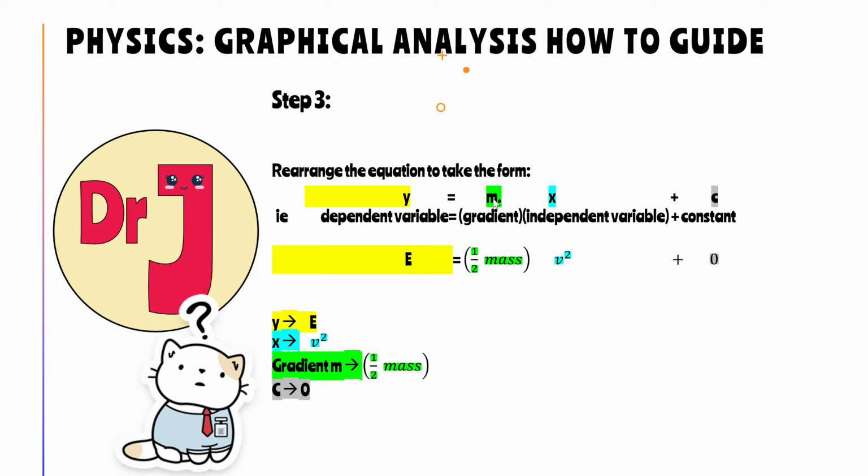Notice that I've written m here for gradient and mass full out, so you don't get those two mixed up. And then c is equivalent to the 0, so the constant in this case will be 0. Notice that I've highlighted these so that you can see how the quantities line up and you don't get confused.